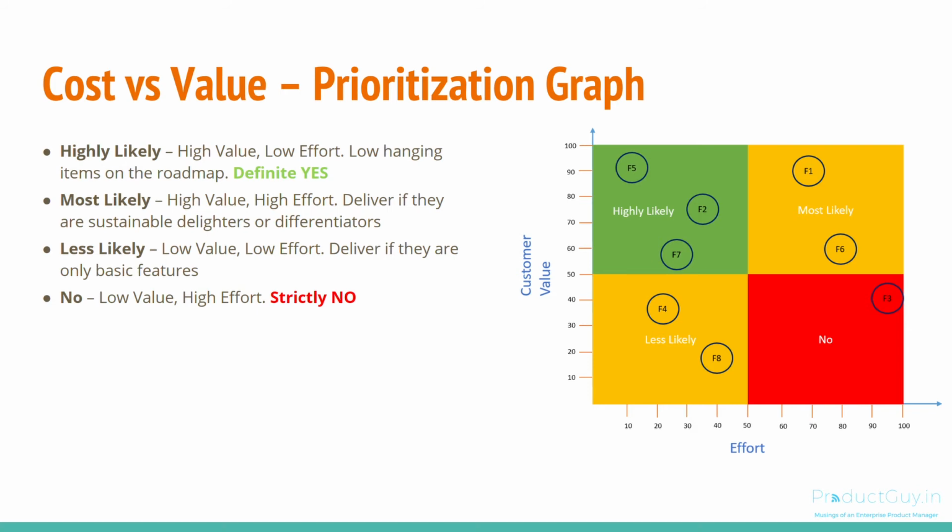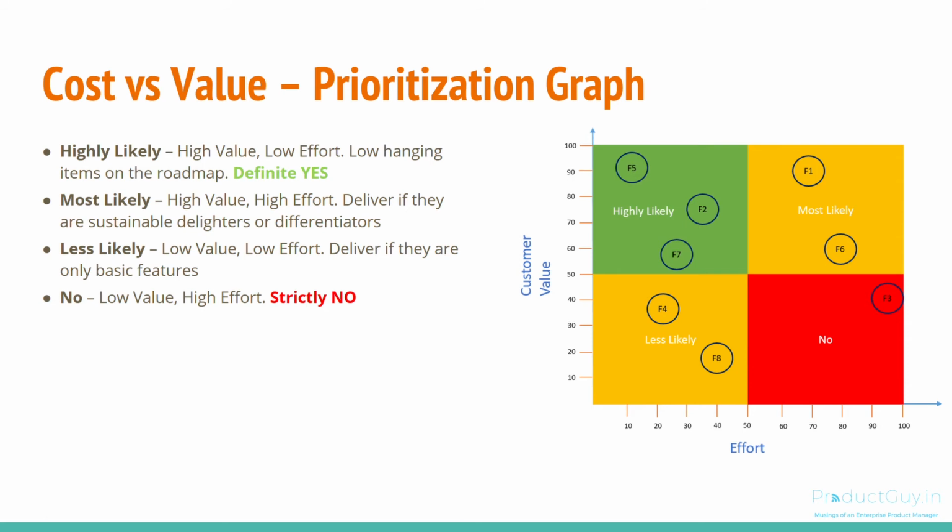Features in the most likely quadrant, deliver them only if they are sustainable delighters or differentiators. That is, evaluate if those features can delight customers or can be a true differentiator for a sustained duration. Features in the less likely quadrant, deliver them only if they are considered basic features. That is, the features that customers expect to be available in the product by default.